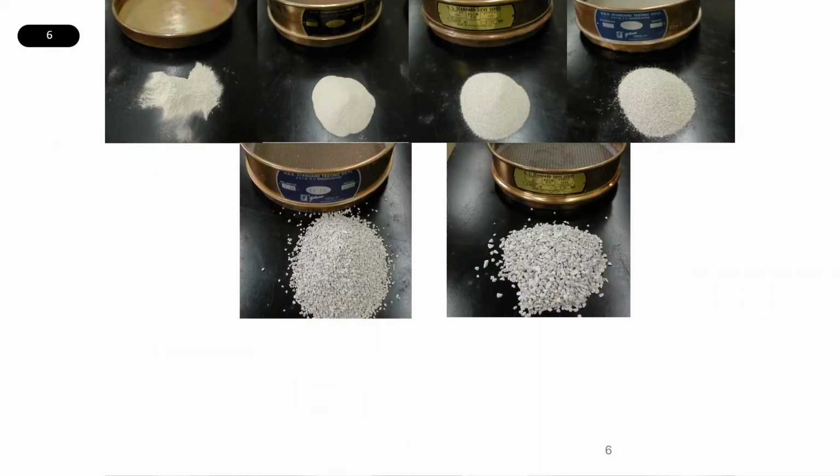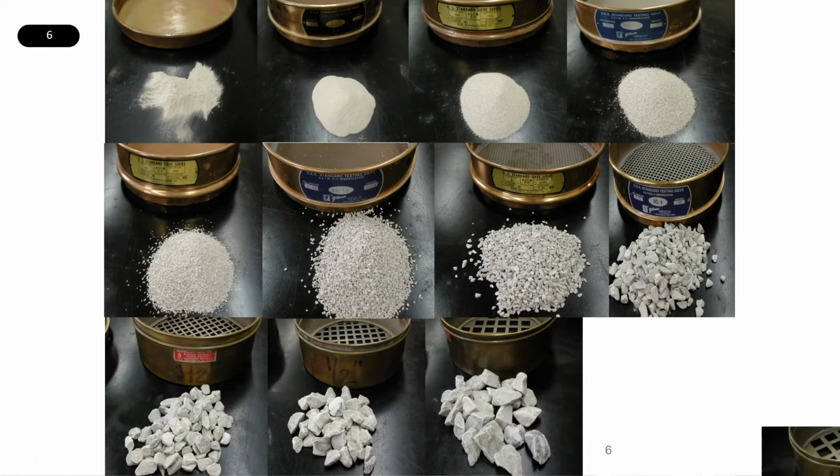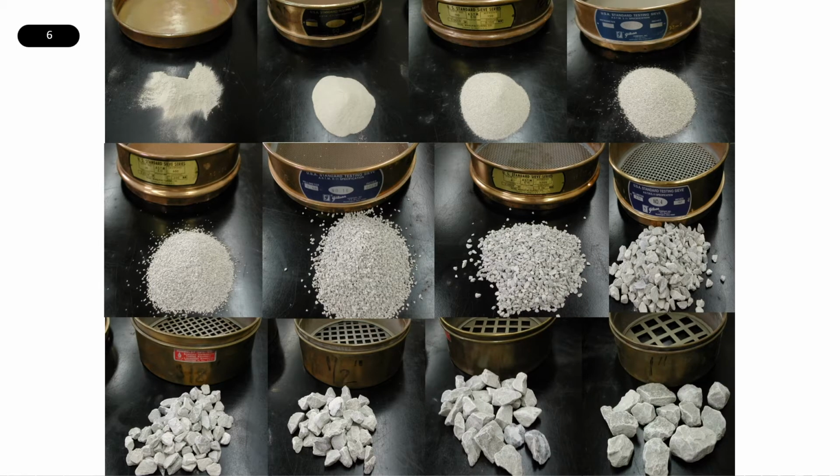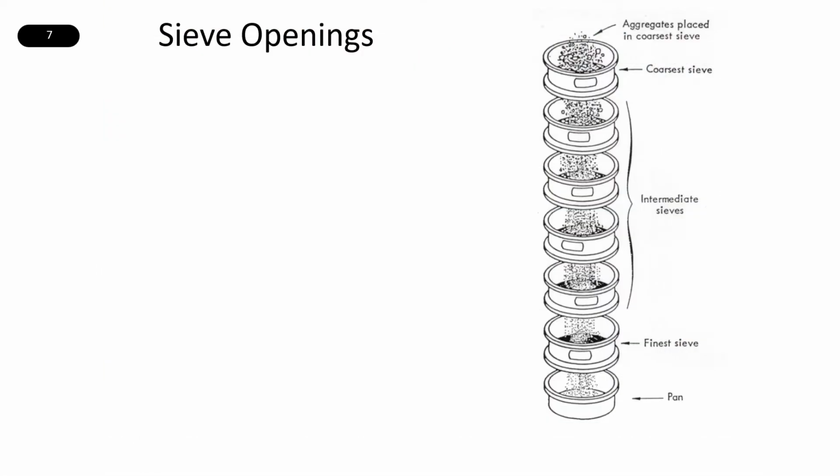This slide puts some of the common size fractions into perspective, from dust up to 1 inch with everything in between. Sieve opening sizes have specific nomenclature. Larger sieve opening sizes are measured in inches in each direction of the square opening. For example, the 1-inch sieve has a 1-inch square opening.